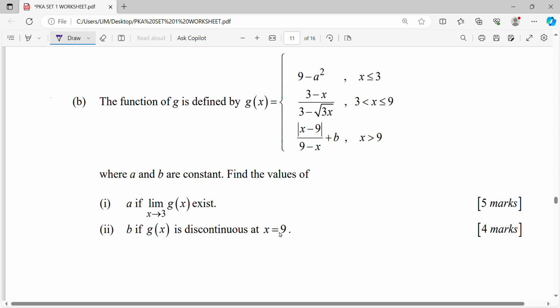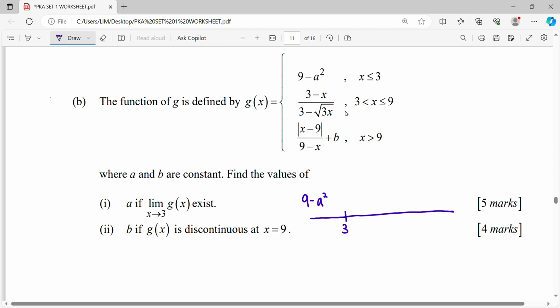So look at this function, they say it is defined as a piecewise. When you want to do a limit and you are given a piecewise, we draw out the interval so that we know what happened to the left hand side and what happened to the right hand side. So from here we understand that for x less than 3, it will be the function 9 minus a squared.